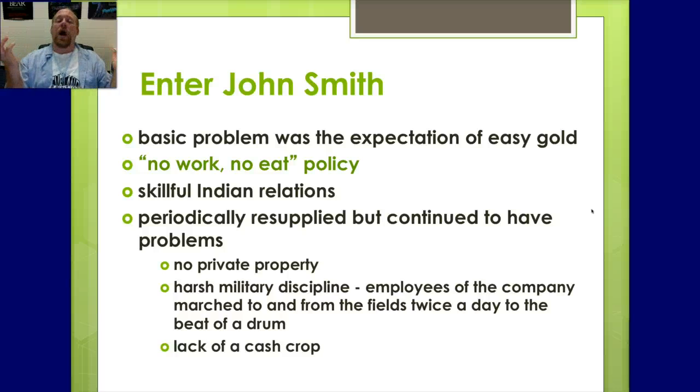And they had no cash crop, right? Whatever food they had that was grown, the Indians gave to them. So they had nothing to grow their own to get money to support or to get things to trade with the other people there.